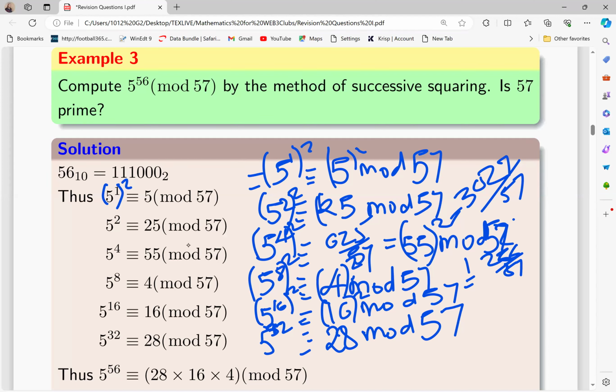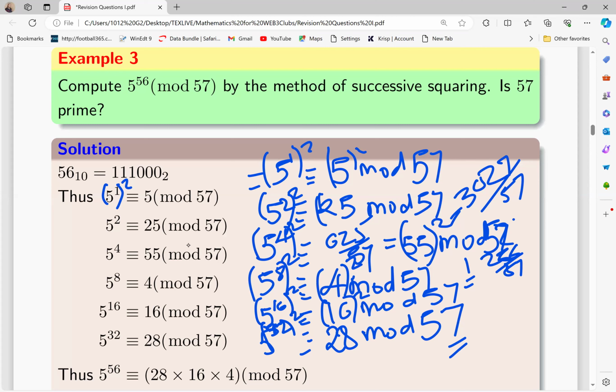So if we want 5 raised to 56 and we are at 5 raised to 32, are we squaring again? If you square 32 it will be 64, which is greater than 56. So I guess you stop there. Yeah. Thank you. That part is done.